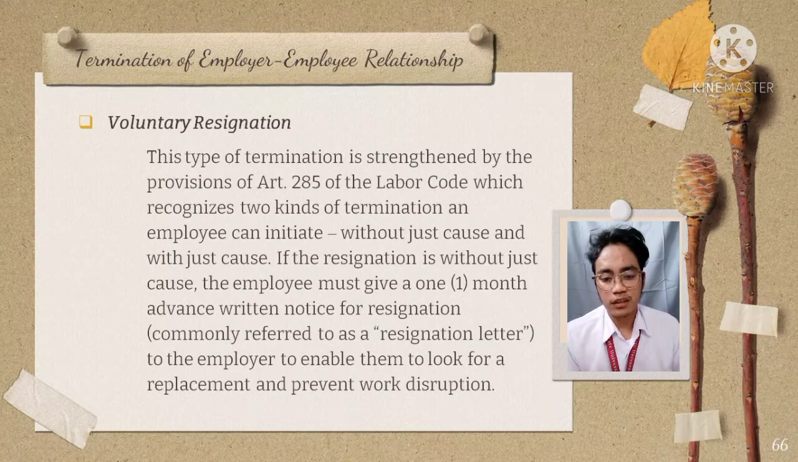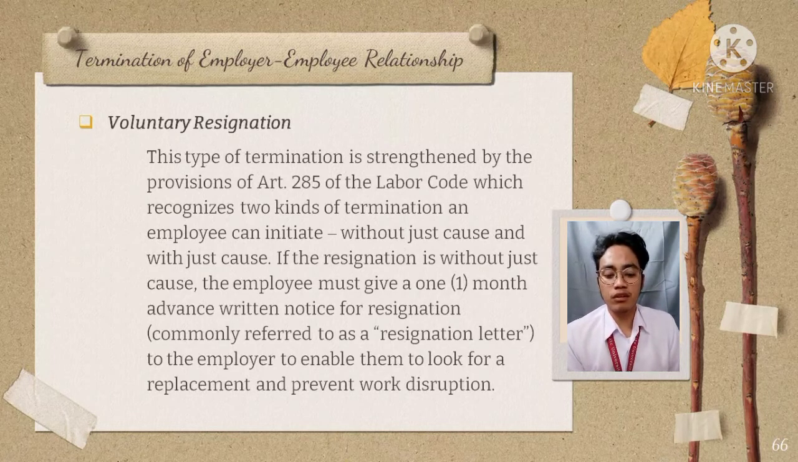Voluntary resignation. This type of termination is governed by the provision of Act 285 of the Labor Code, which recognizes two kinds of termination an employee can initiate: without just cause and with just cause. If the resignation is without just cause, the employee must give 1 month advance written notice for resignation, commonly referred to as resignation letter, to the employer to enable them to look for a replacement and prevent work disruption.